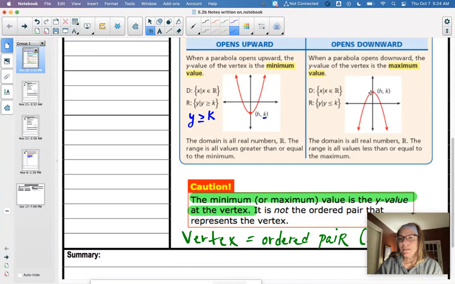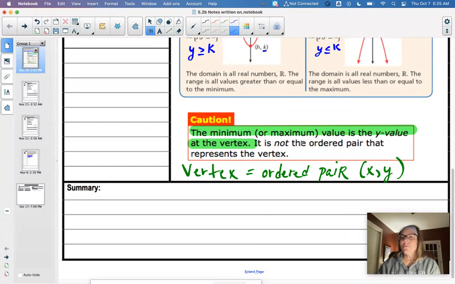Over here, when it's a maximum, it's the highest point. So when it's a sad parabola, it's a maximum. And here the range is y less than or equal to this k value, because think of the range as your y values. We talk up and down. If my arms are heading down, y is going to be getting smaller than k. The minimum or maximum value is the y value at the vertex. So whenever I ask for that, I don't want the whole ordered pair, which is the vertex. I just want the y value.